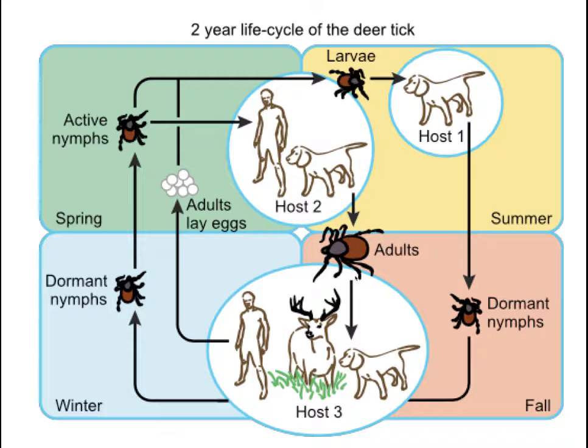The adults in the summer and the fall will then bite a third host. In this case, they prefer deer, and they can also attack humans. The active nymphs and the adults will attack humans, and thus can spread the disease. The adults will then lay eggs, and these will overwinter and then hatch in the spring. So it's a 2-year life cycle. Host 2 and host 3 can be humans, and they will spread the Lyme disease bacterium from host to host during this time.